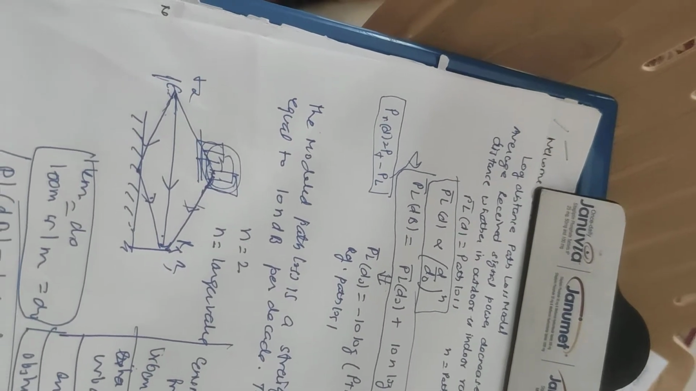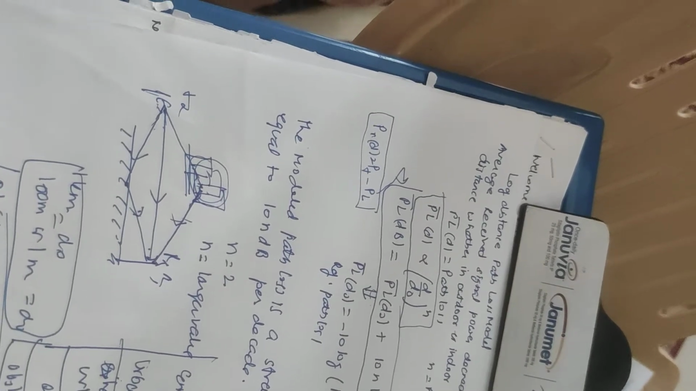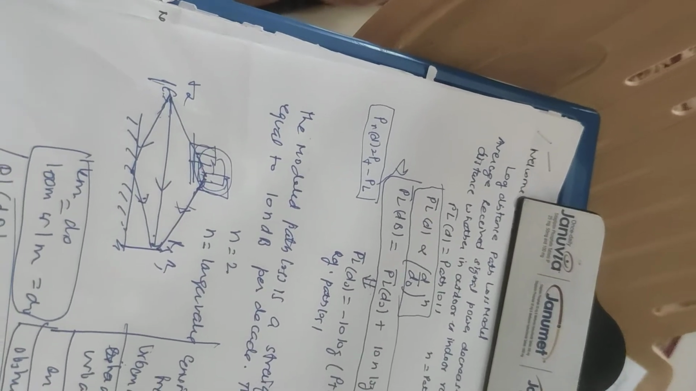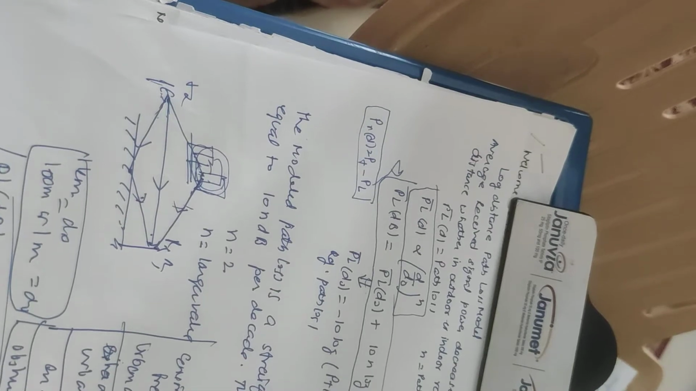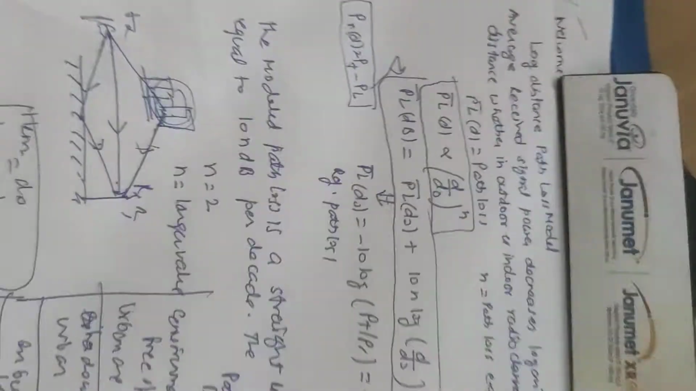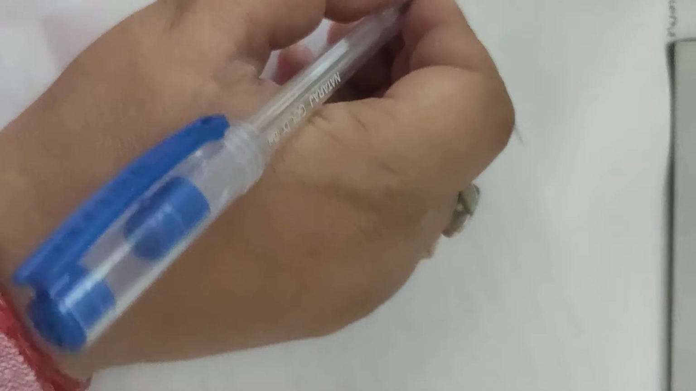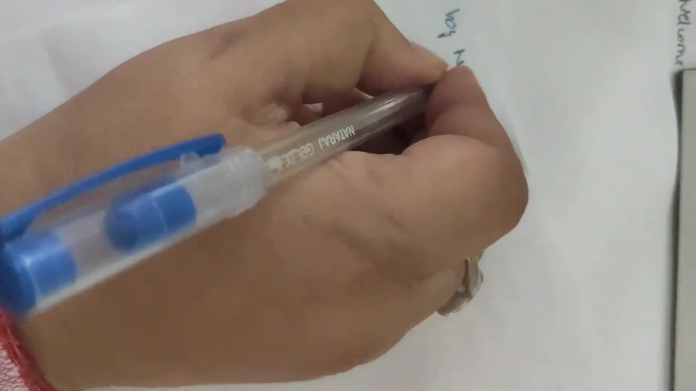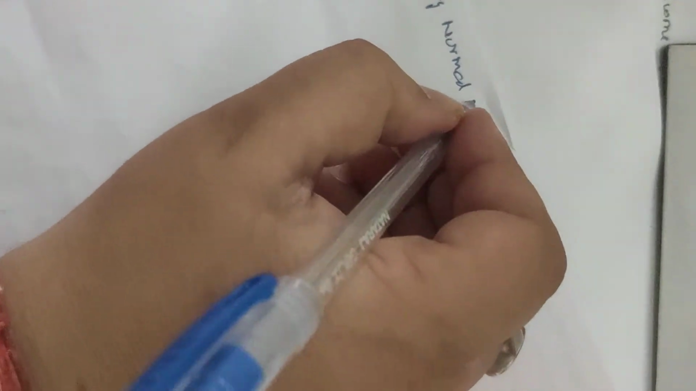Now we move towards our next topic, which is log normal shadowing path loss. The topic is the log normal shadowing path loss model.